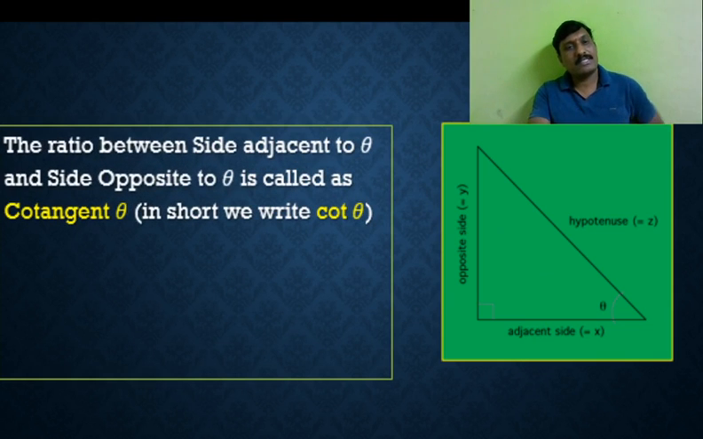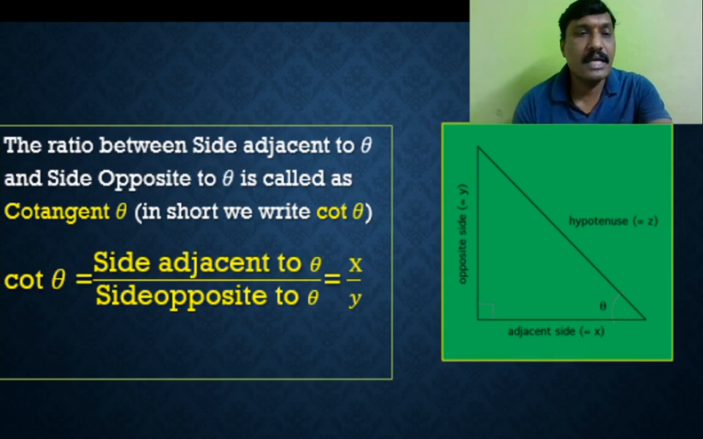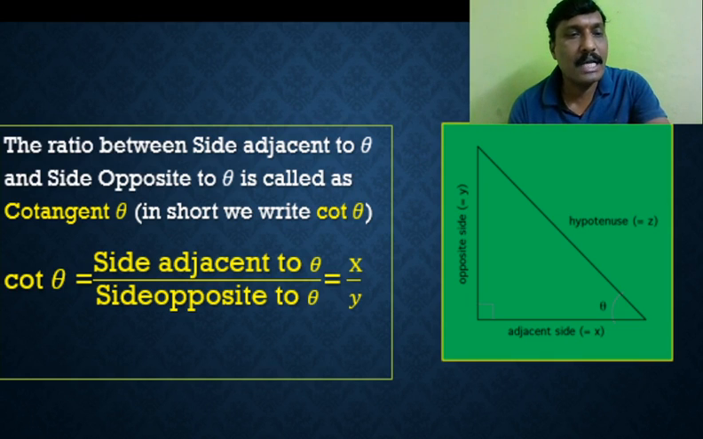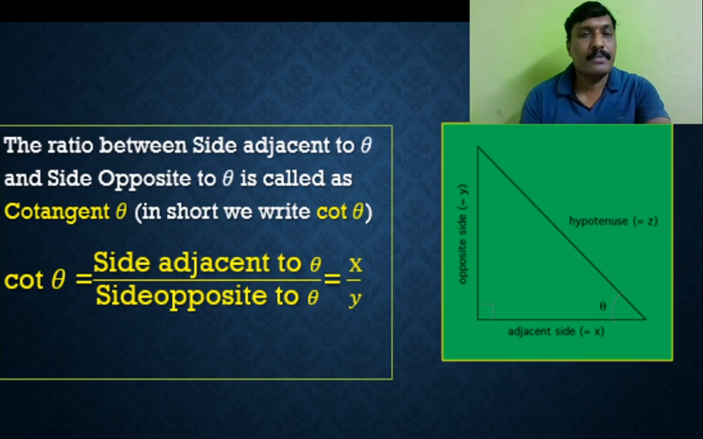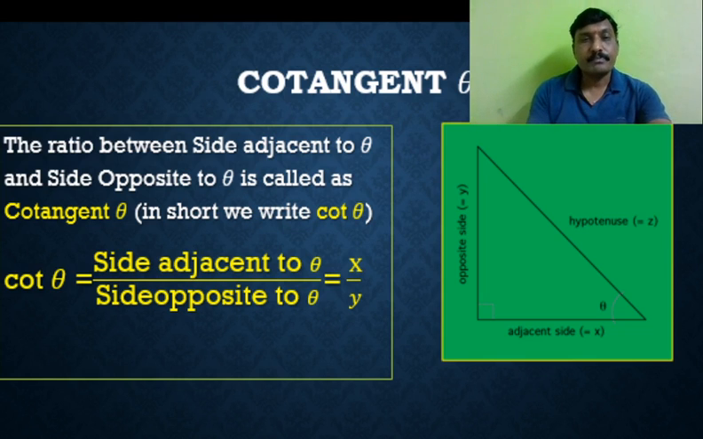The ratio between the side adjacent to theta and the side opposite to theta is called cotangent theta. Simply we call it cot theta. So mathematically we can write the side adjacent to theta by the side opposite to theta is called cot theta. If we call it cotangent theta, shortly we call it cot theta. With their lengths, the adjacent to theta is x units by y units, called cot theta.